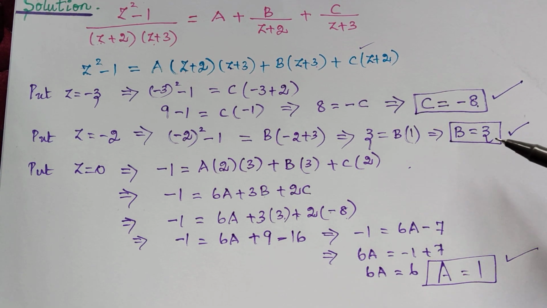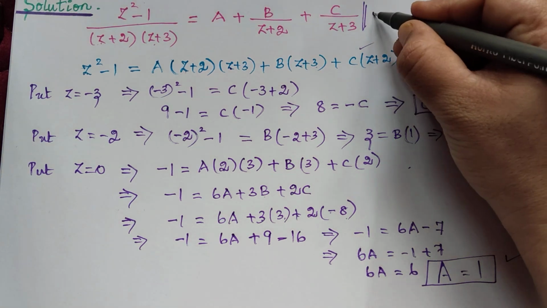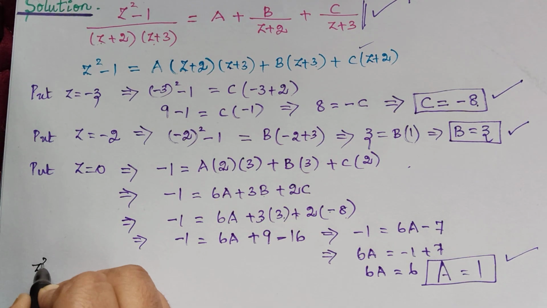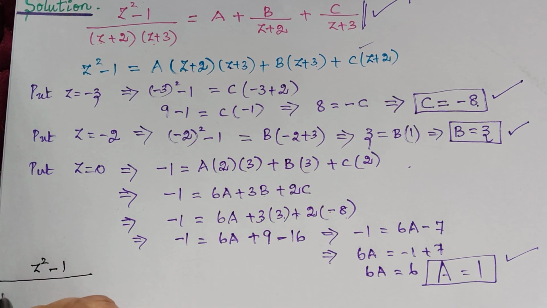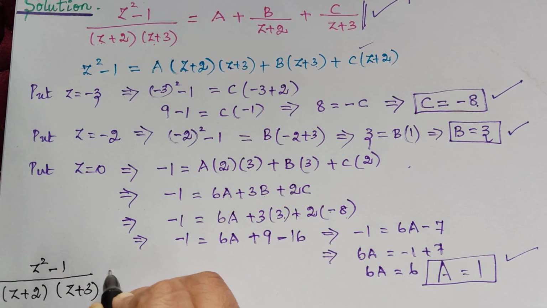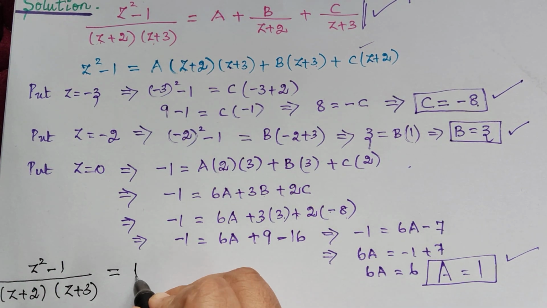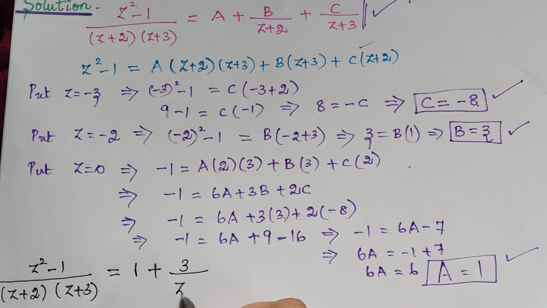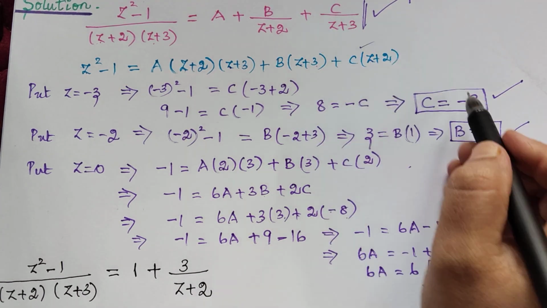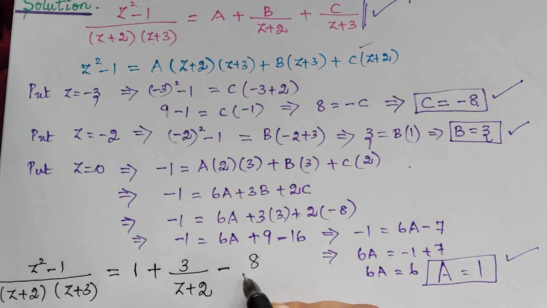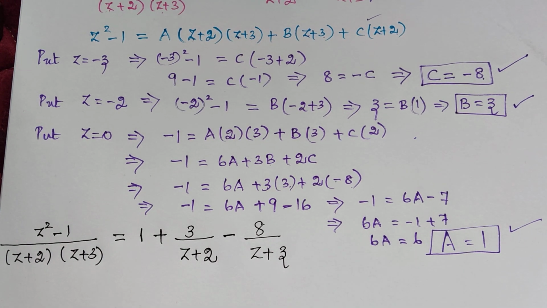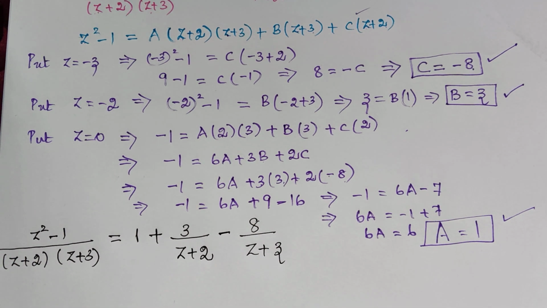We have obtained the value of a, b and c, so we can substitute in this. After substitution, z square minus 1 divided by z plus 2 multiplied with z plus 3 is equal to a, which is 1, plus b, which is 3, so plus 3 by z plus 2, and c is minus 8, so minus 8 by z plus 3. This is what we obtain after splitting up using partial fractions.